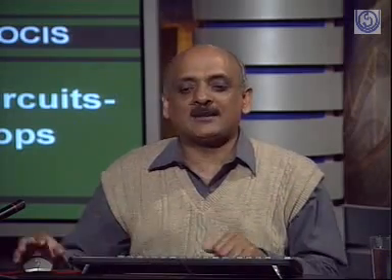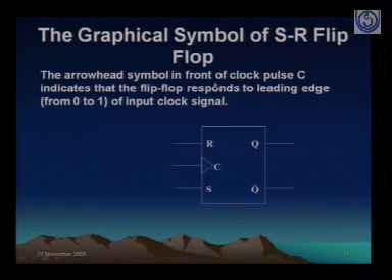Now, how are flip-flops represented? The graphical symbol of the SR flip-flop is represented here. The arrowhead symbol in front of the clock pulse C indicates that the flip-flop responds to the leading edge, that is, from 0 to 1 of the clock pulse, or the rising edge. So there is a leading edge symbol over here. There are two inputs, R and S. We have Q and Q prime. In this case, we had actually put a bar, which may be visible very closely.